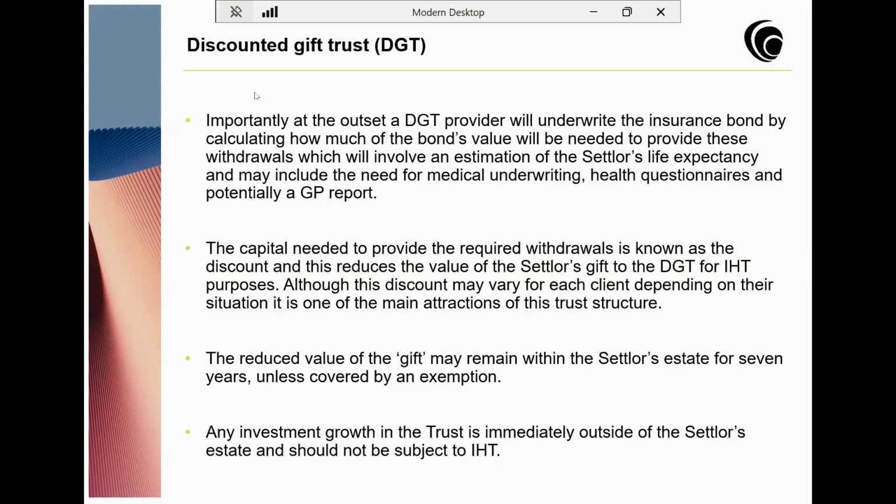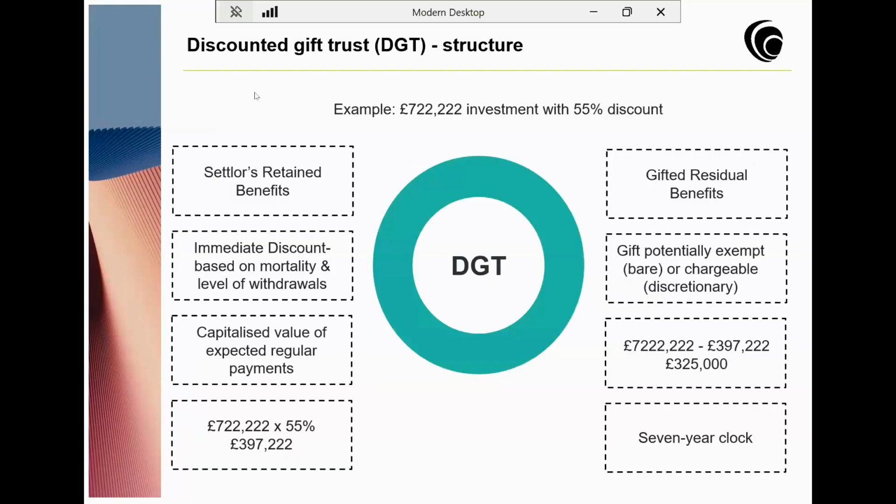So how does that work? It's fine me just talking about it. Let's try and just show you a graphical example. So in this case, it's very common that clients want to keep the trust to the nil rate band, being £325,000. That way, there's no chargeable lifetime transfer to pay. So in this example, due to the discount that they would benefit from of 55%, they can in fact put into the trust arrangement £722,222, it's calculated at. So that's a discount of £397,000.